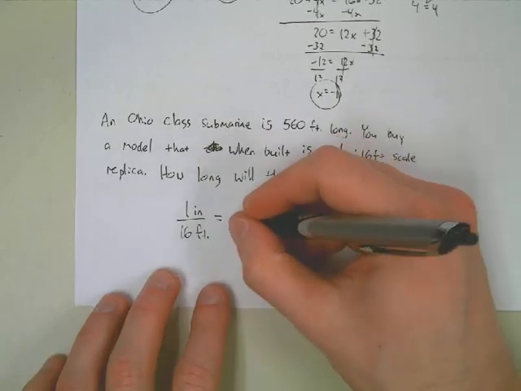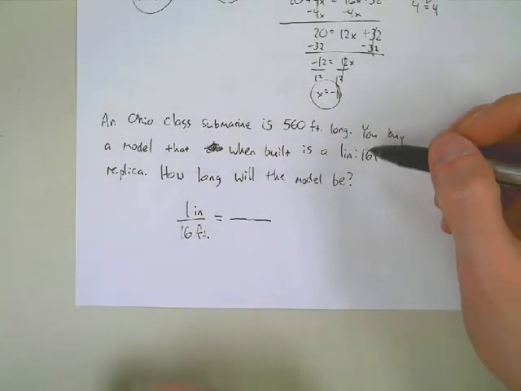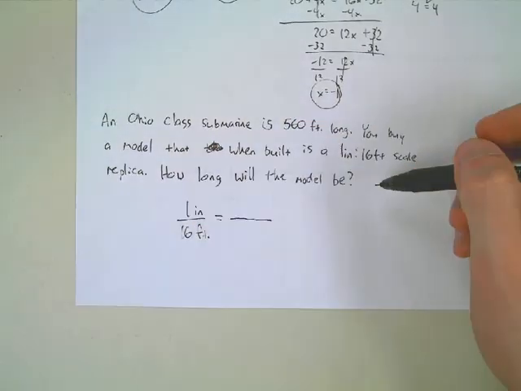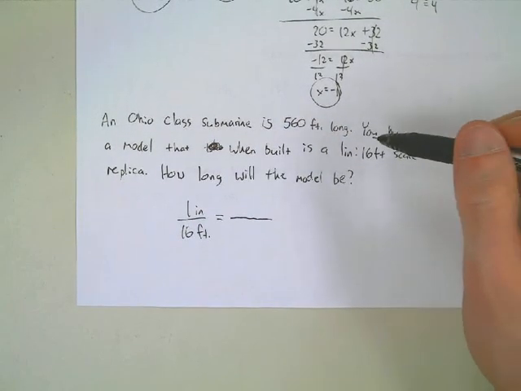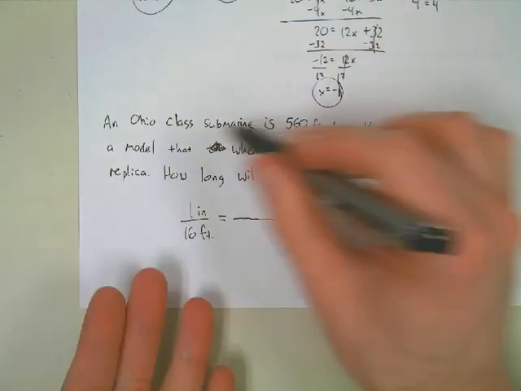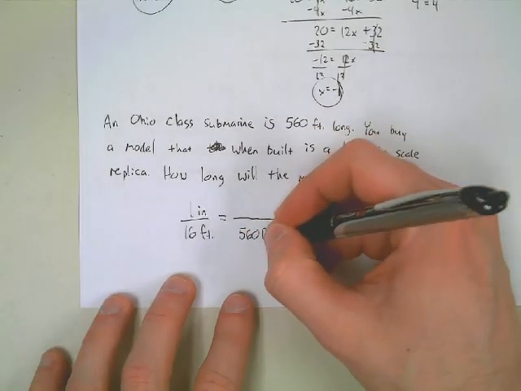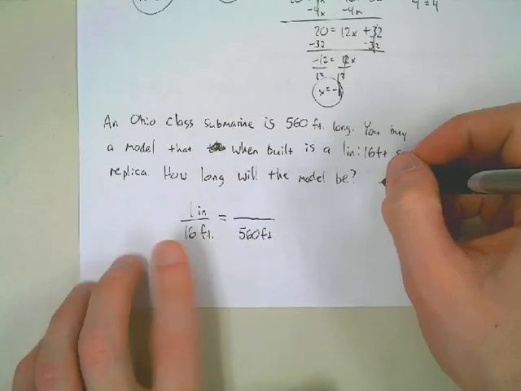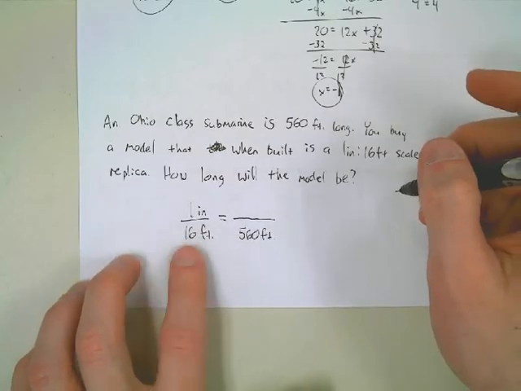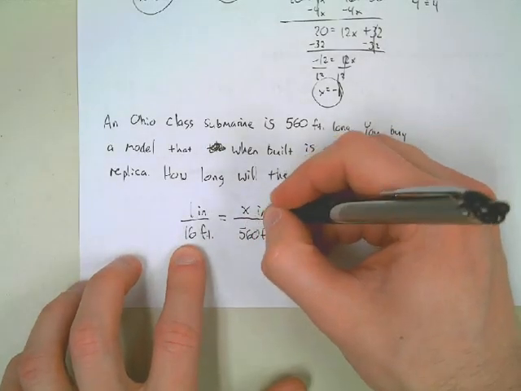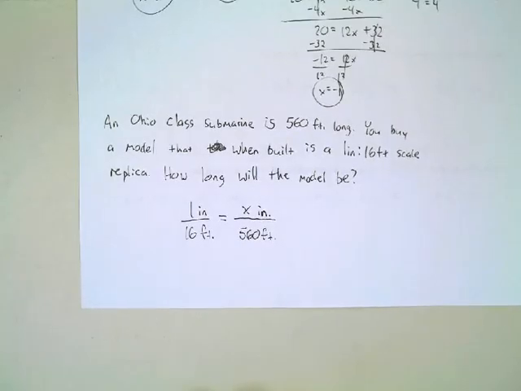So we're trying to find the length of the model, okay? And so the model will probably be in inches because the actual submarine is 560 feet. So we're going to match that 560 feet of the actual submarine to the 16 feet there for the ratio. And so we want to find x inches just like that. See if it's 1 over 16 equals x over 560. And so then what do we do to solve? Oh, yeah, Rob?